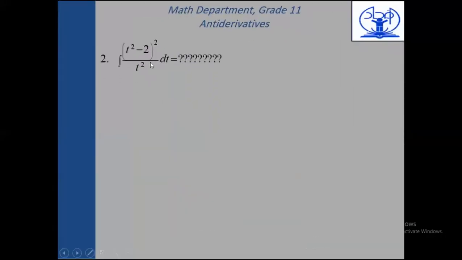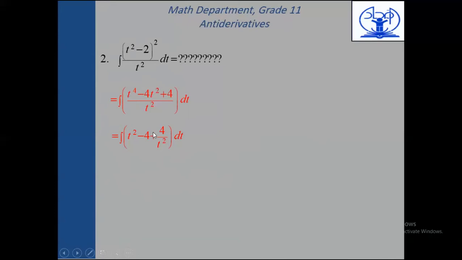integral of (t squared minus 2) all squared over t squared. Again, this integrand is not matching any of the basic forms. What we need to do here is work on the form. We need to rewrite the integrand in an appropriate form which is ready to be integrated. How? By expanding the numerator, then by splitting. t to the 4 over t squared is t squared, minus 4t squared over t squared is minus 4, and plus 4 over t squared.